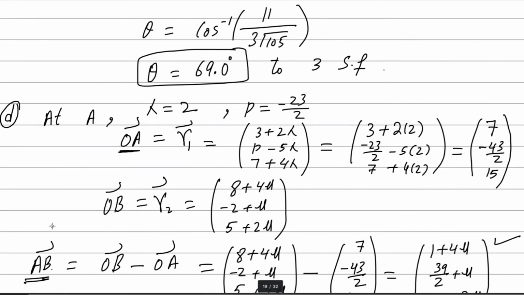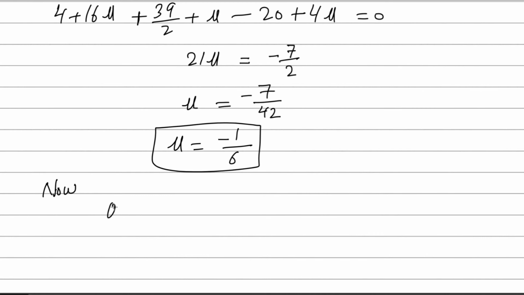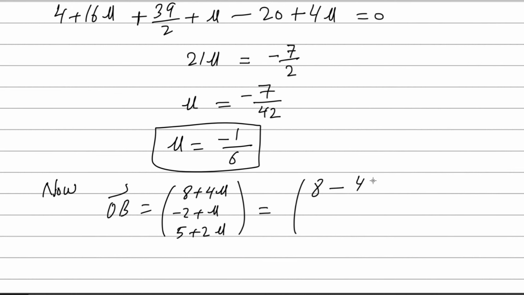OB, the second vector, this one, for mu: 8 plus 4 mu, minus 2 plus mu, and 5 plus 2 mu. Use the value of mu here: 8 minus 4 over 6, then minus 2 minus 1 over 6, and then 5 plus, sorry, it will be minus 2 over 6. Hopefully you understand what I'm doing. I'm replacing the value of mu here and solving it. Get your answer from here, 8 minus 4 over 6. Better if you use a calculator here.